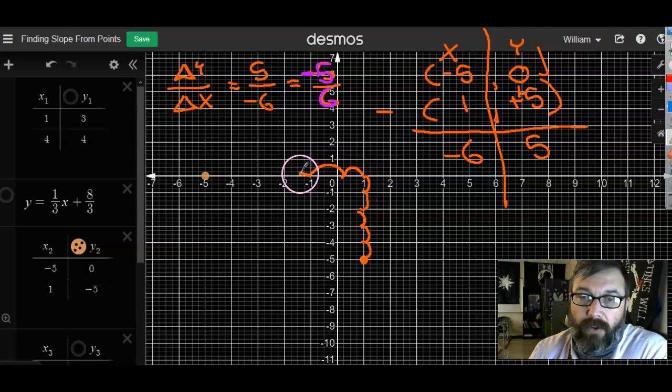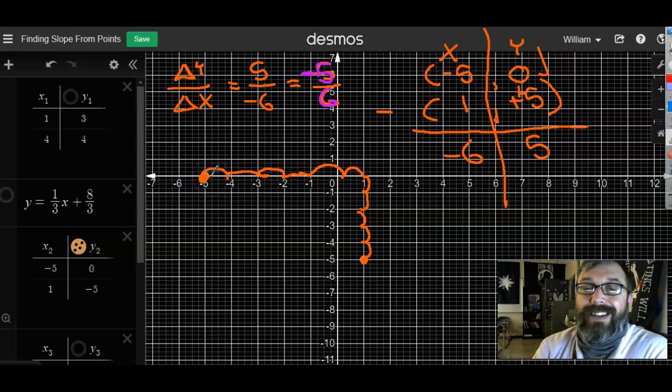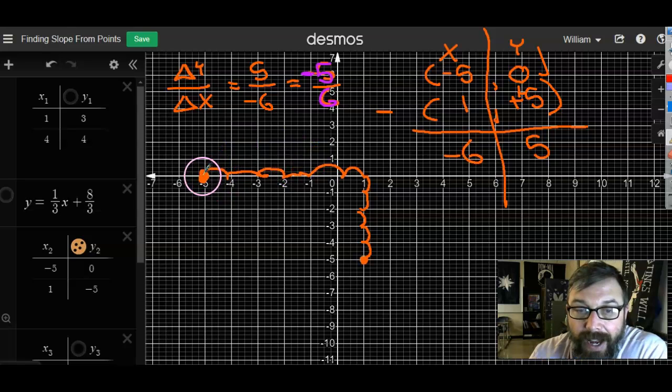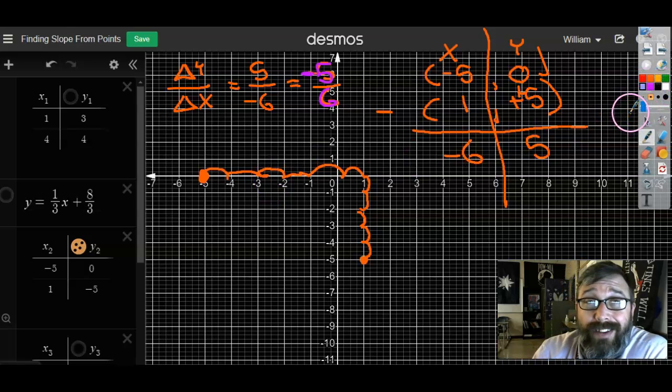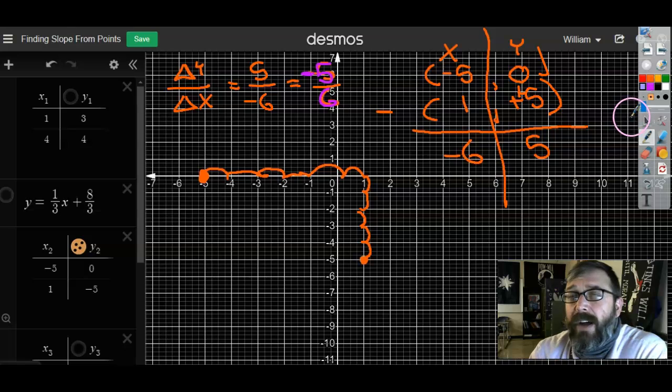1, 2, 3, 4, 5, 6. And the reason we read it backwards is because it's a negative. But look at that. I wound up exactly on that point. So I know that's a good slope. The reason I like the negative on top is because it allows me to read the slope the normal way.